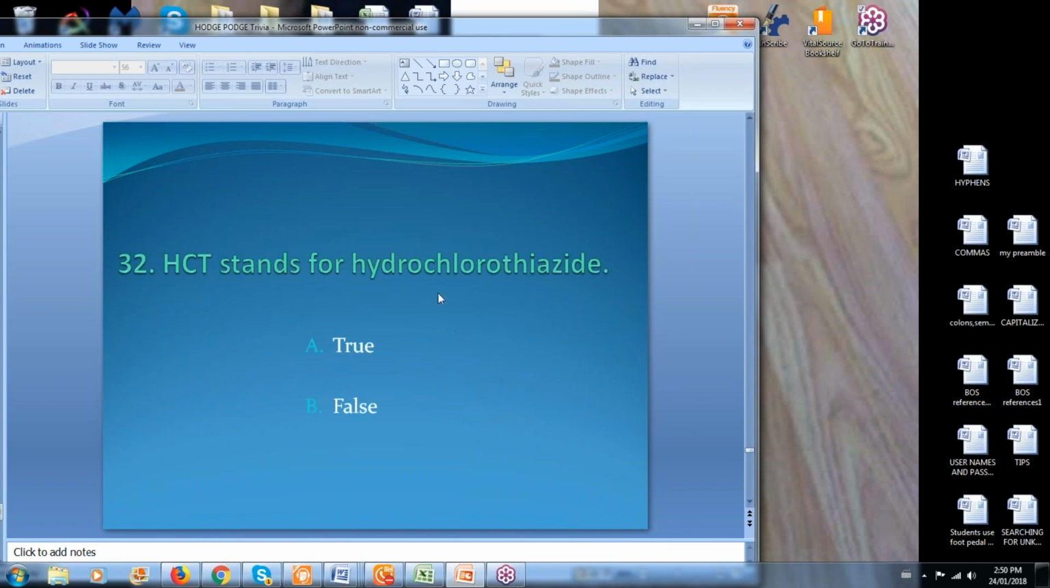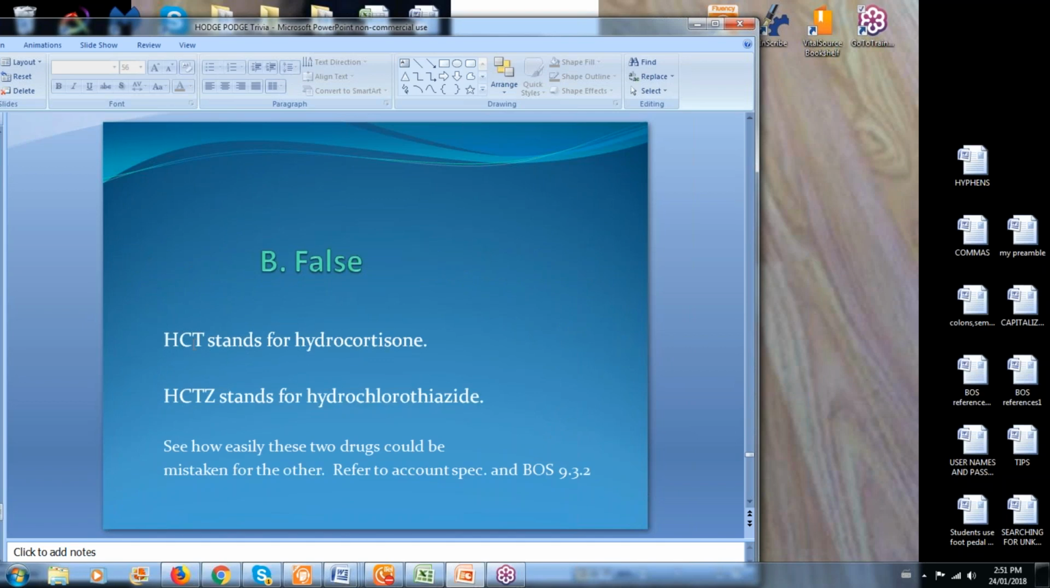32. HCT stands for hydrochlorothiazide. Is that A, true, or B, false? That'd be false. HCT stands for hydrocortisone, and HCTZ stands for hydrochlorothiazide. So see how easily two drugs can be mistaken for others? You can refer to the account specifics or Book of Style 9.3.2.